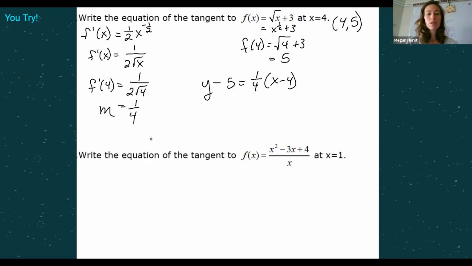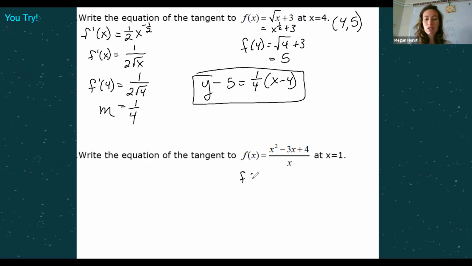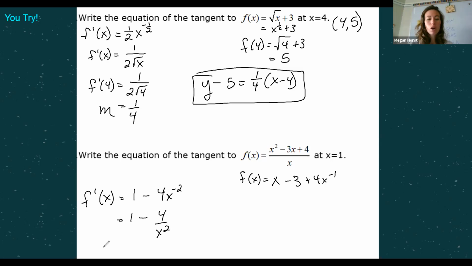All right, for the next one, we're writing again the equation of the tangent line for this graph. So I need to start off by finding f prime of x, but first let's just see what f of x is. It's going to be x subtract 3 plus 4x to the negative 1. I believe we already did that in a different example. We have f prime of x is going to equal 1 subtract 4x to the negative second, or 1 subtract 4 over x squared. We're now going to evaluate this when x equals 1. So we get 1 subtract 4 over 1, which equals a negative 3.